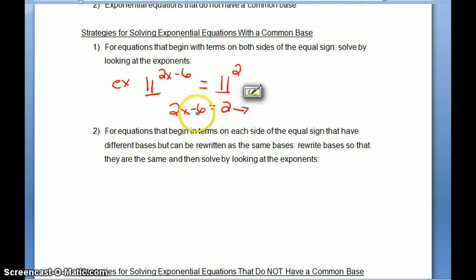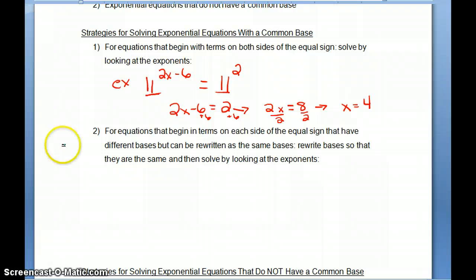Then solving for x, we're going to add 6 to both sides. Then what we have is 2x is equal to 8. And then to get x by itself, you're going to divide each side by 2. And what we're left with is x is equal to 4. Okay, so in those cases when we have the exact same base, all we have to do is look at those exponents.